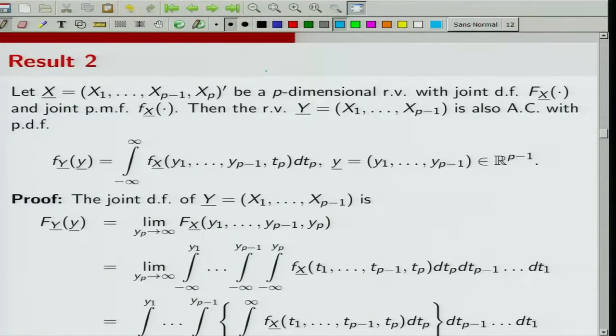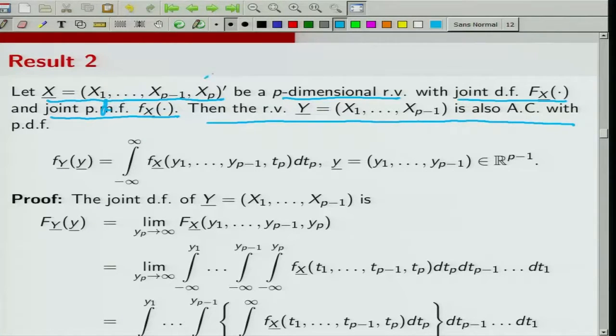Now, let us look at another important result. Suppose X is (X_1, X_2, ..., X_{p-1}, X_p), a p dimensional random variable, and suppose its joint distribution function is F_X and its joint PDF is f_X. Then consider the random vector Y equal to (X_1, X_2, ..., X_{p-1}). So, I have excluded X_p. This is also absolutely continuous, and its PDF would be obtained by integrating out the joint PDF of X_1, X_2, ..., X_p. I integrate out the argument of the unwanted variable, which was X_p in this case.